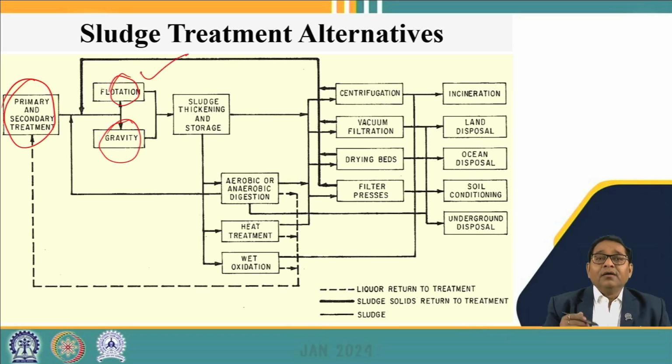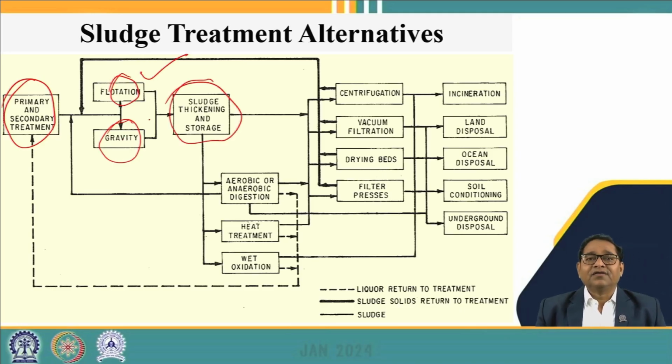And the type of sludge which has specific gravity more than 1 can be treated by gravity separation methods. After thickening, the sludge is stored in a sludge storage tank, and from here the next process is the digestion of the sludge. This may be anaerobic digestion or aerobic digestion. So various types of digestion systems we will be looking into.